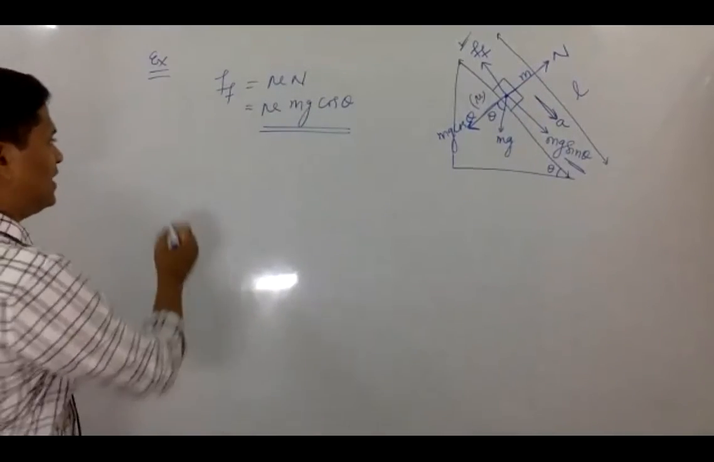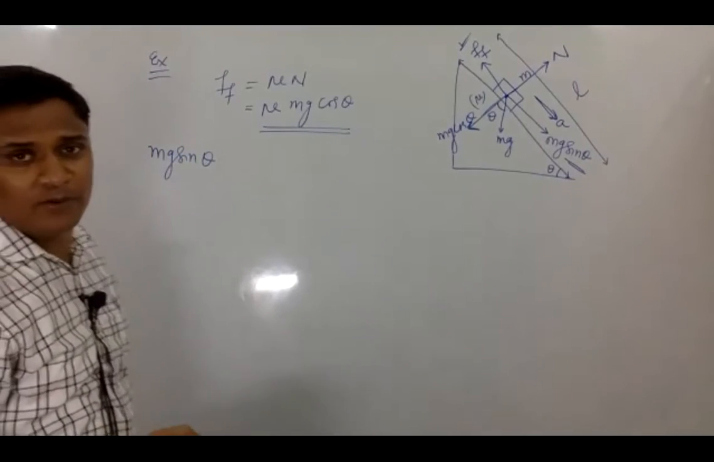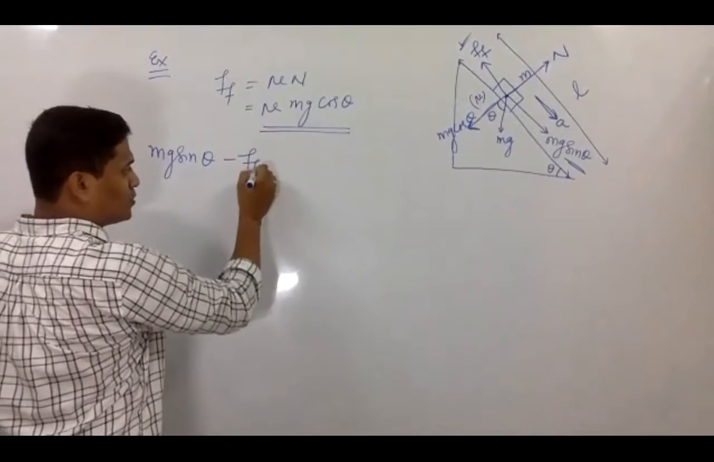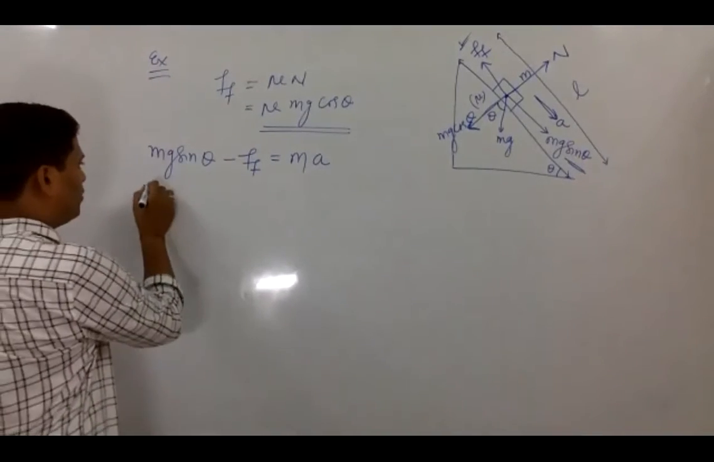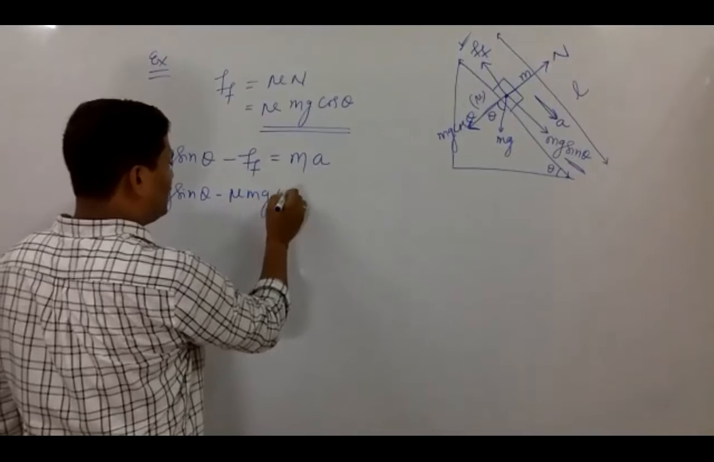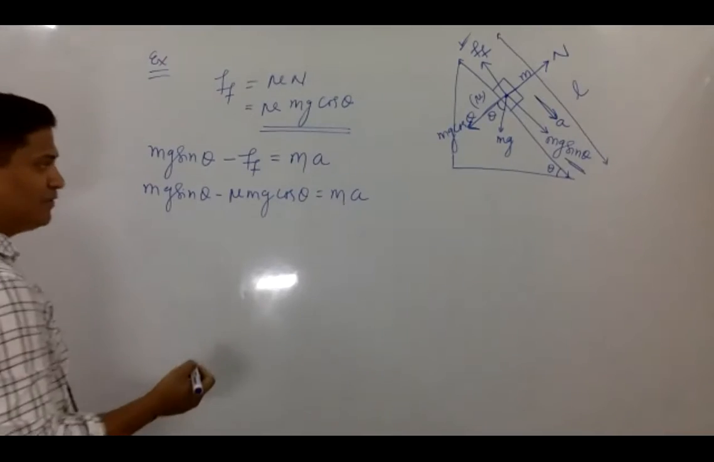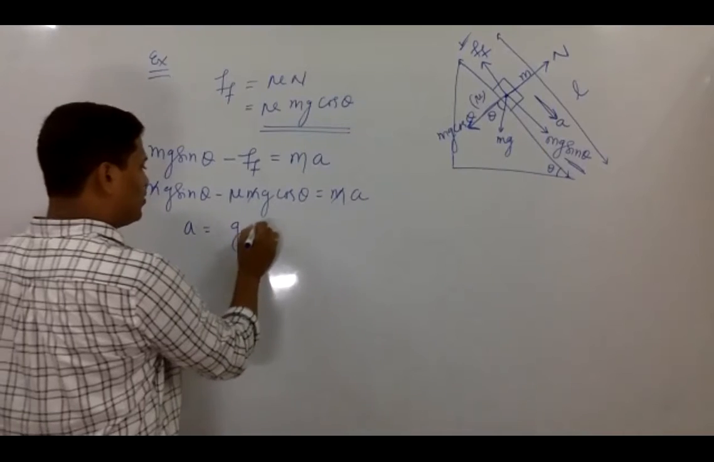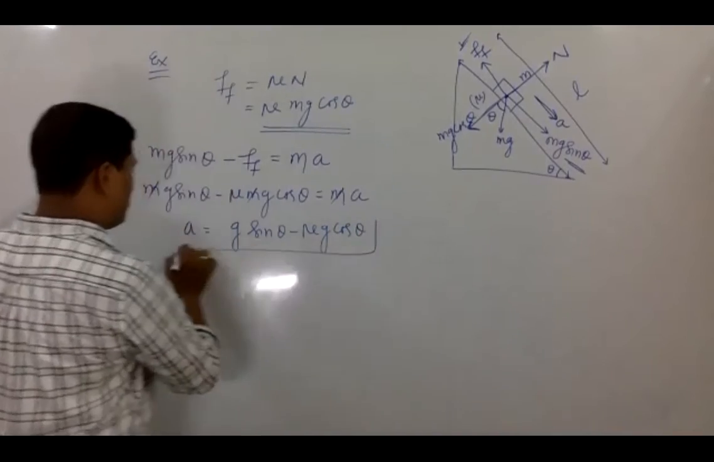Writing the equation, as the body is moving downward, mg sin theta is definitely dominating the force of friction. By what magnitude? mg sin theta minus the force of friction is equal to mass times the net acceleration of the body. Putting in the value, mg sin theta minus mu mg cos theta is equal to mass times acceleration. The body is accelerating uniformly. Cancelling mass, acceleration is equal to g sin theta minus mu g cos theta. This is the value of acceleration.